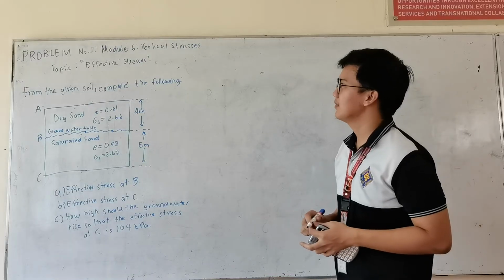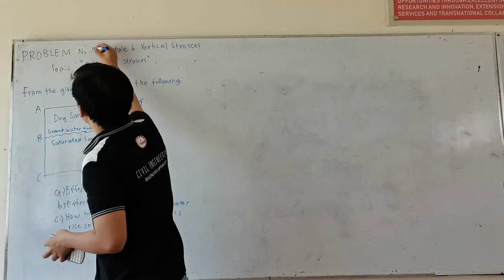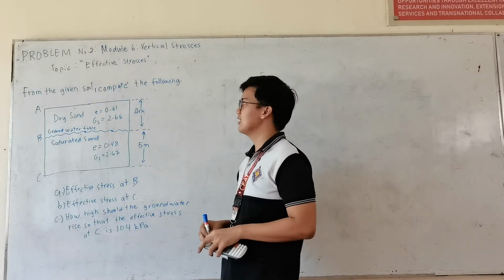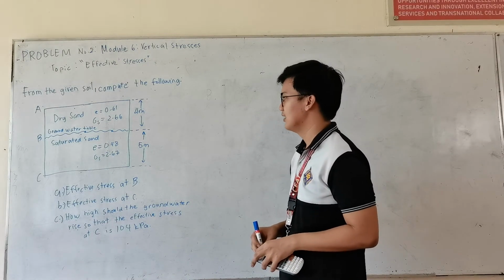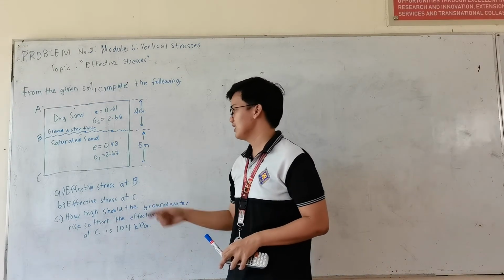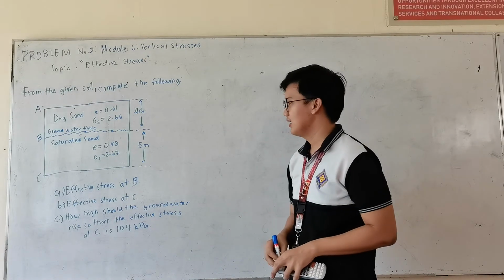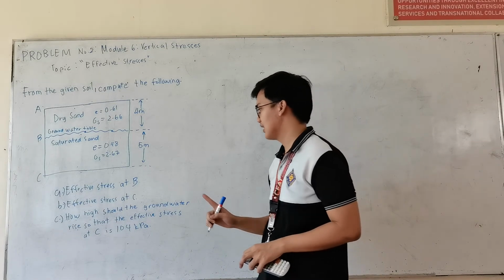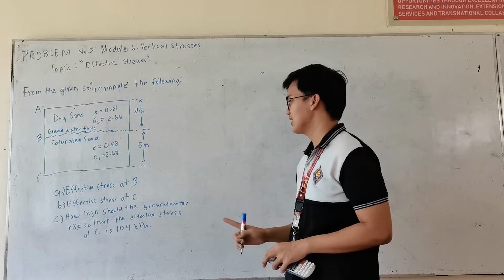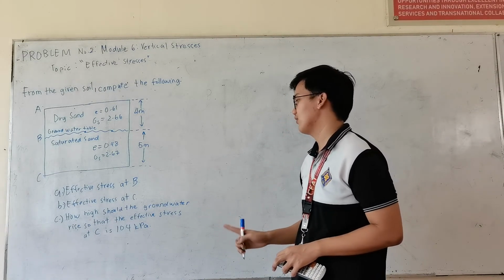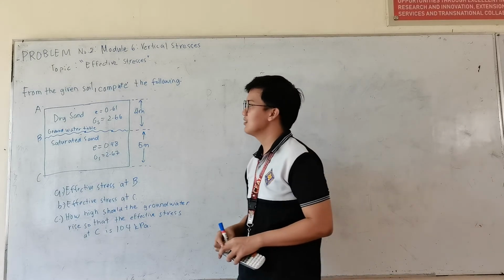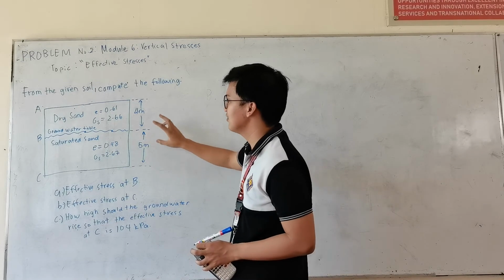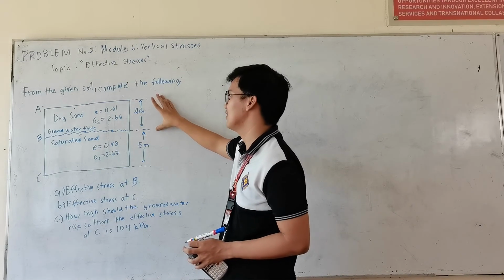Let's proceed to problem number 2 sa effective stresses. So, ang problem natin is from the given soil, compute the following. Aalamin pa natin ang effective stress sa B, effective stress at C, at how high should the groundwater rise so that the effective stress at C is 504 kilopascal. So, meron po tayong soil profile dito. Meron tayong dalawang layer dito.